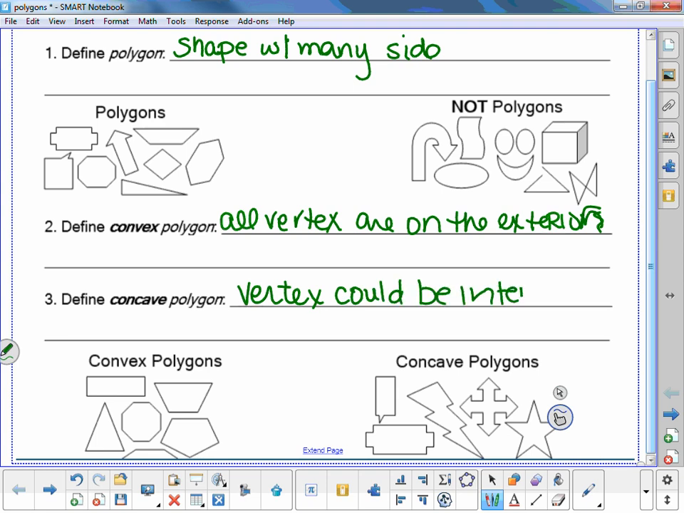Now, let me show you what I mean. If you notice in a convex, all of the vertexes are on the outside. Y'all see those? But if you look at a concave, do you see that some of them are on the inside? Do you see those? Think of a cave on the inside. We are only going to be talking about convex, okay?